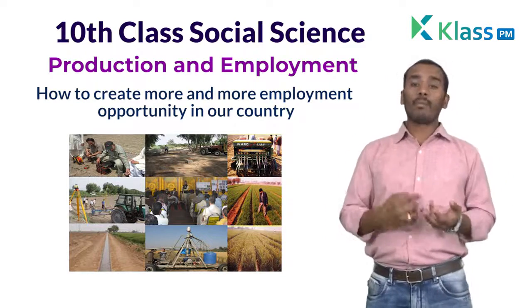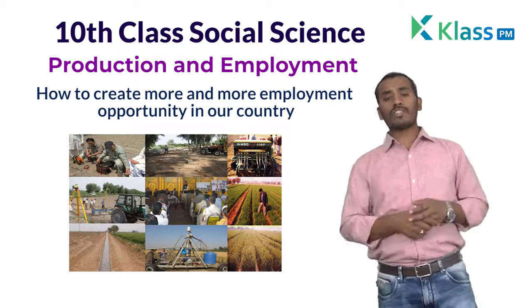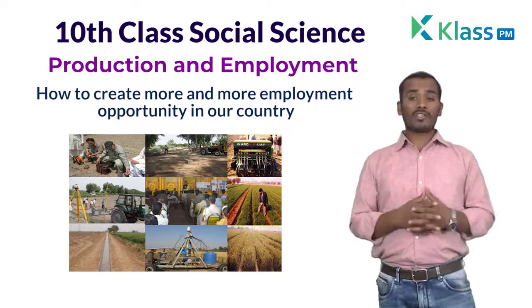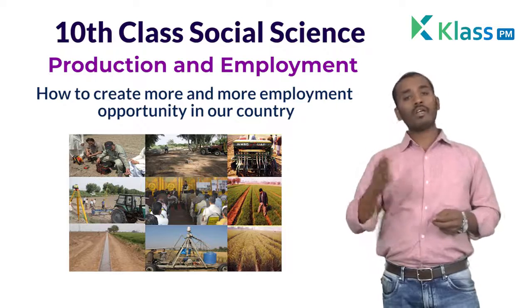The first thing is development of irrigation facilities. And the second thing is establishment of some industries in the rural areas. What type of industries? We have agro-based industries, the industries which completely depend on agriculture for their raw material.